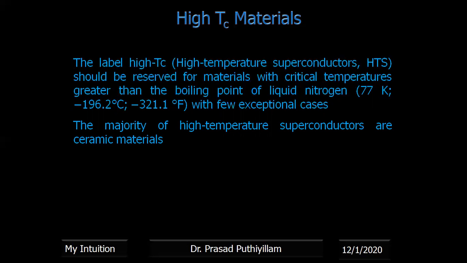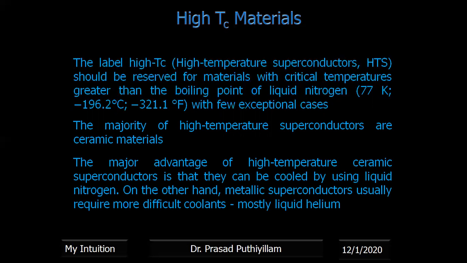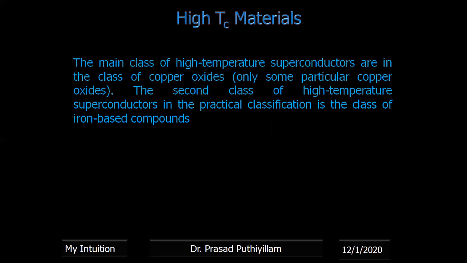The majority of high temperature superconductors are ceramic materials, so they are type 2 superconductors. The major advantage of high temperature ceramic superconductors is that they can be cooled using liquid nitrogen. On the other hand, metallic superconductors usually require a more difficult coolant, mostly liquid helium. The main class of high temperature superconductors is the copper oxides, some particular copper oxides only. The second class for practical applications is the class of iron-based compounds.